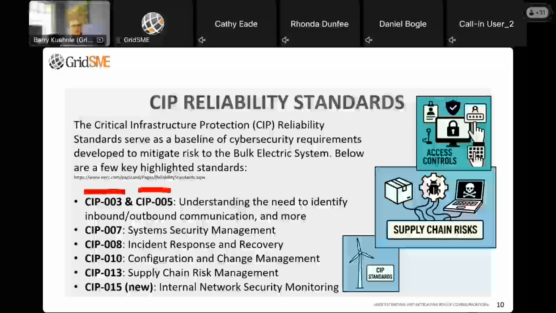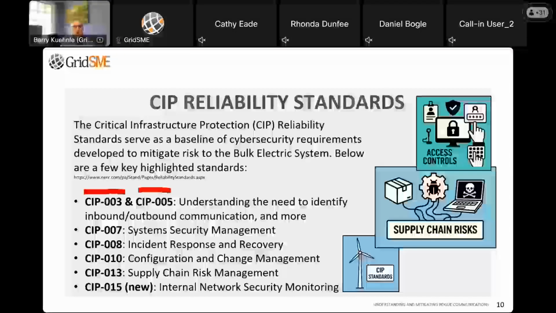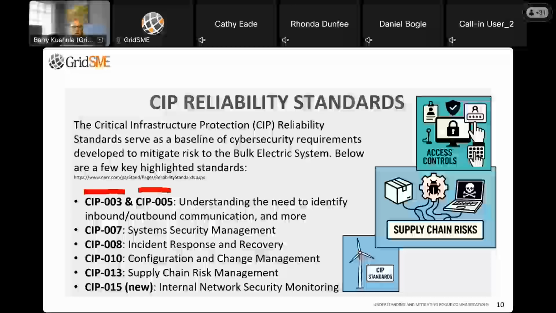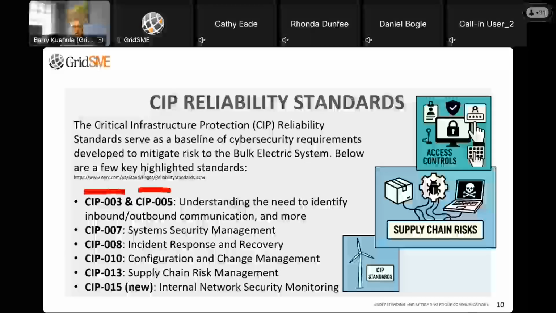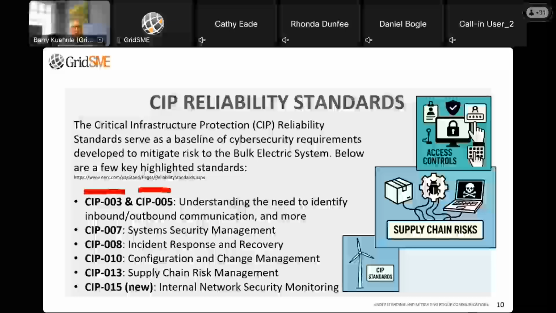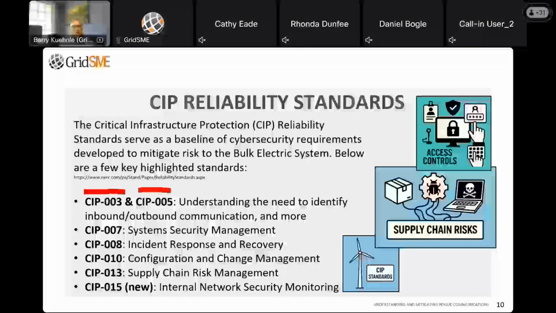And then this last one, the Federal Energy Regulatory Commission just in the last week approved CIP 15, and CIP 15 is your internal network security monitoring. Prior to this being approved, there was no requirement to monitor within a network, only inbound, outbound controls. So now for inside of those networks, there's a requirement that you're going to have to monitor and look for malicious activity and lateral movement within that environment.